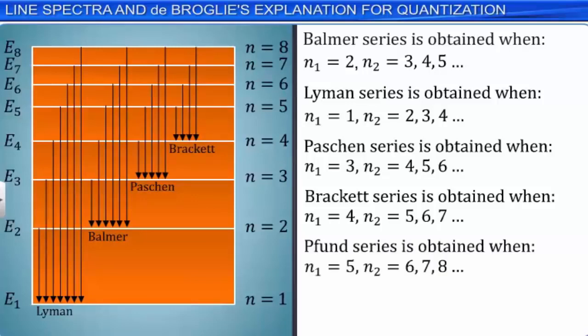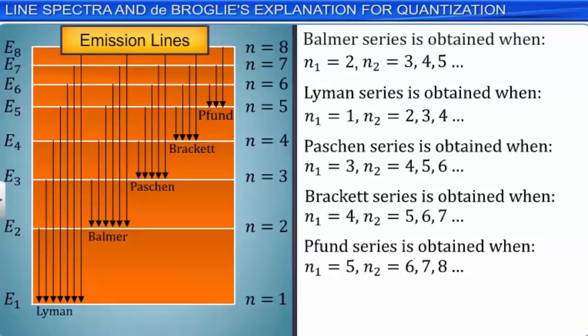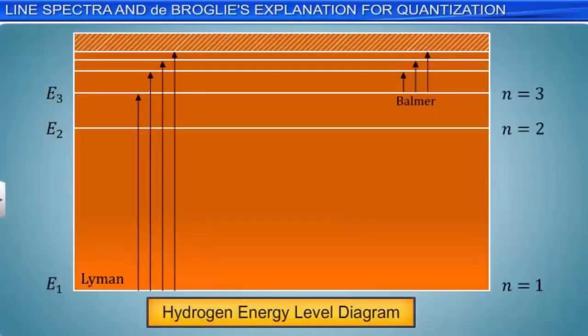In this diagram, it is clearly seen how different atomic series are produced when electrons jump from a state of higher energy to a lower one. These lines are called emission lines. Likewise, an absorption spectrum is obtained when an atom absorbs a photon having an energy equal to the difference in energies of two levels, and it makes a transition from the lower energy level to the higher one. This is called absorption.